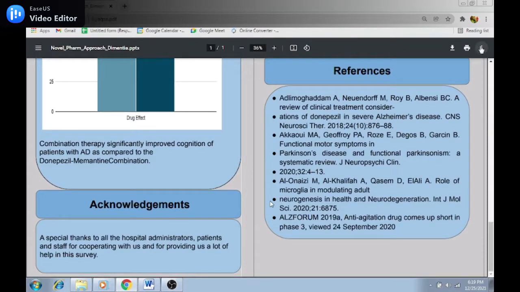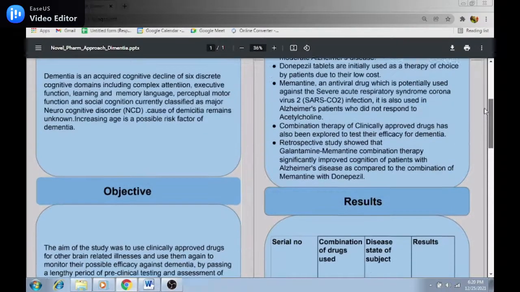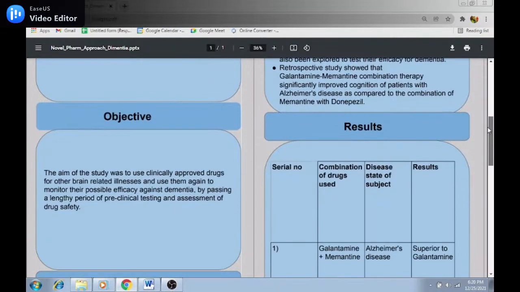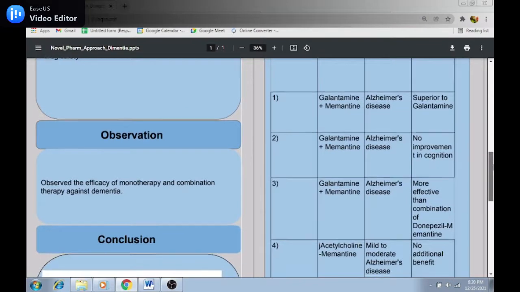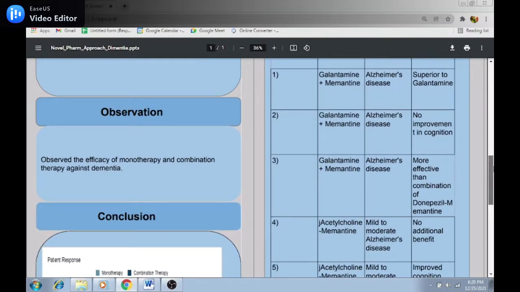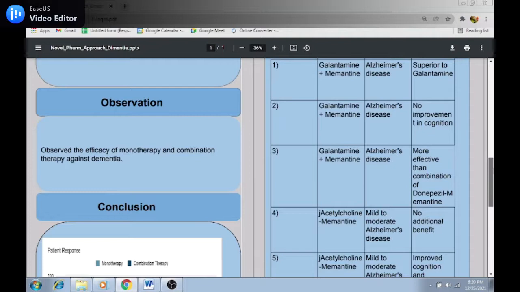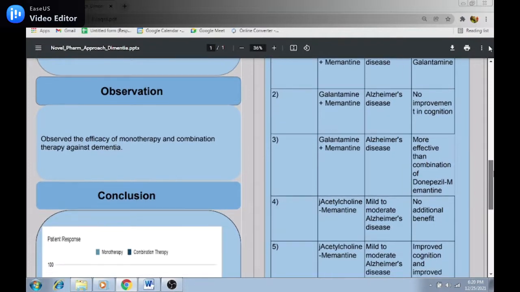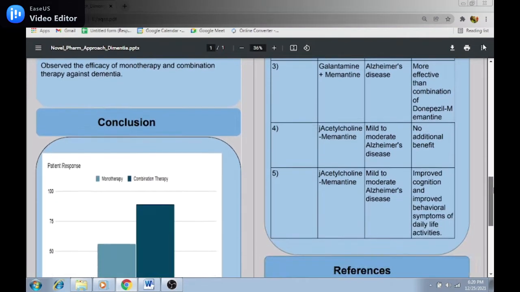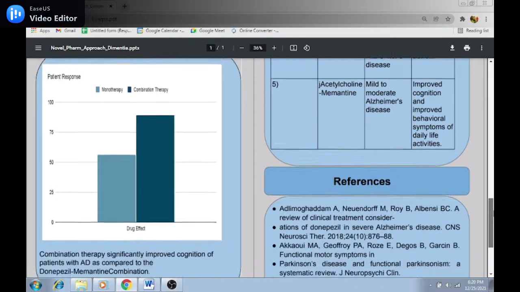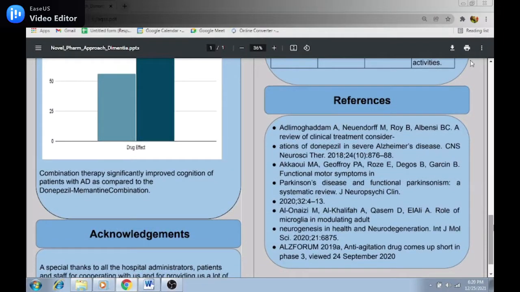The result of our study is that the combination therapy is more effective in dementia treatment as compared to monotherapy. Acetylcholinesterase inhibitors and memantine are clinically approved drugs for different causes and different diseases, but we use them in dementia treatment because they have novel benefits, they are novel drugs, and they are included in novel pharmaceutical approaches in dementia.